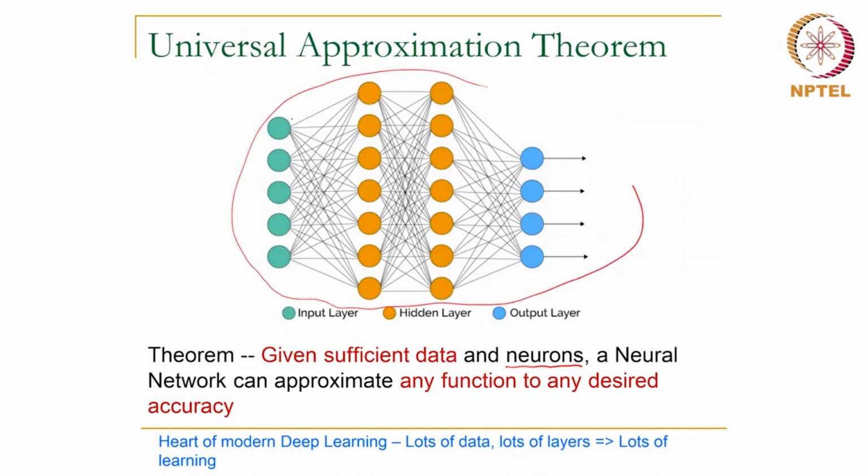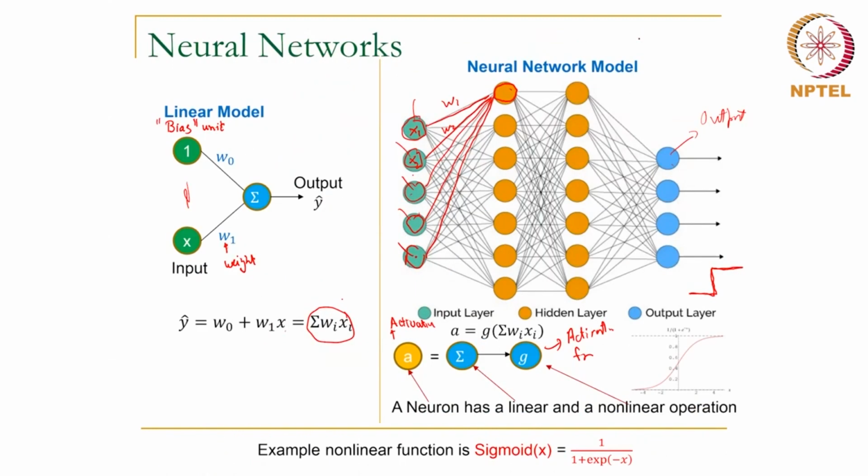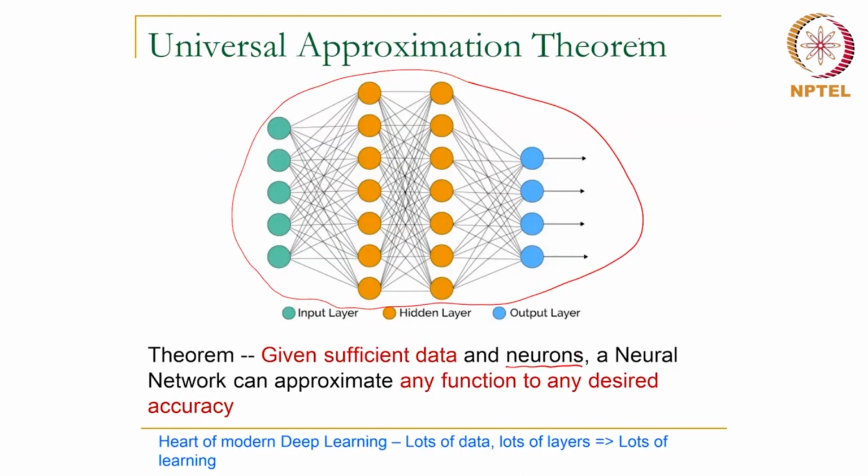This is just a diagrammatic representation of a mathematical function. Just like we showed the linear function as a diagram, I am showing a non-linear function as a diagram. So you have some g of wixi, and this will be g of wixi, etc. This will have three g's. You can see that this is going to look like a complicated function.